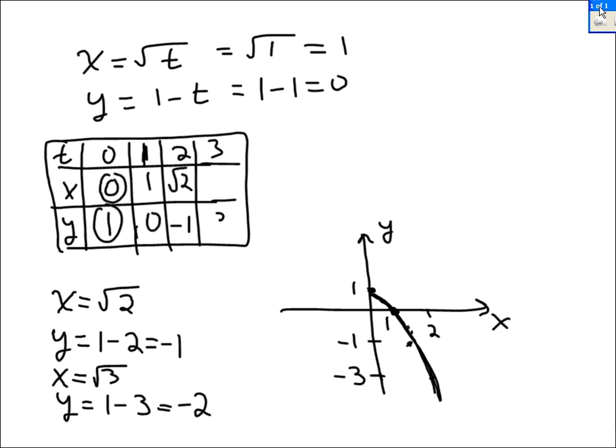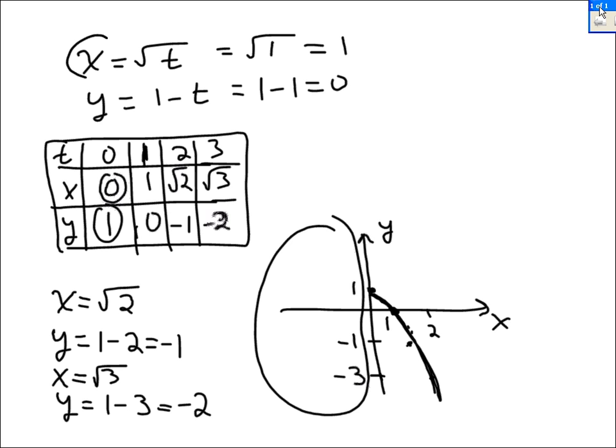Can x ever be negative? That is, can I get x values out here? The answer is no. First, let's finish the table. The answer is no. Why is that? Because x is the square root of some number, whether it's t or v or k, doesn't matter. The square root of a number is never negative. X cannot be negative, so we won't get anything out here.